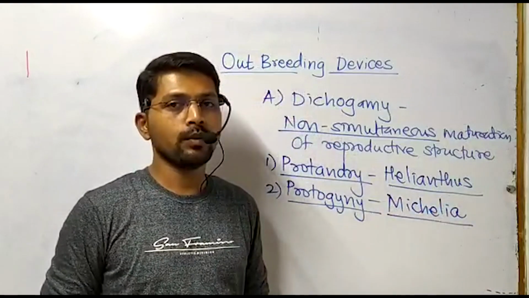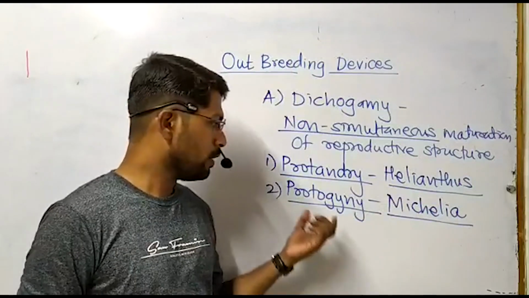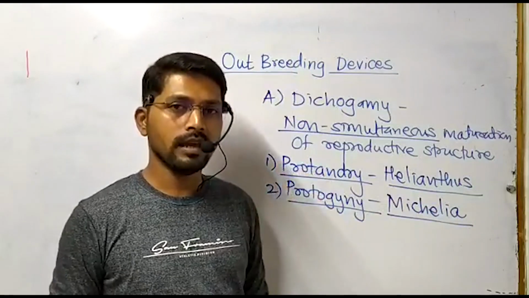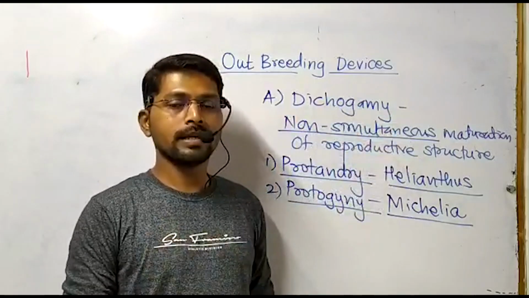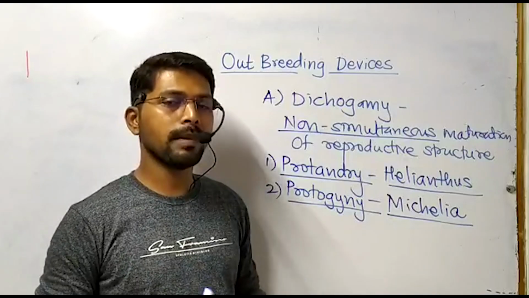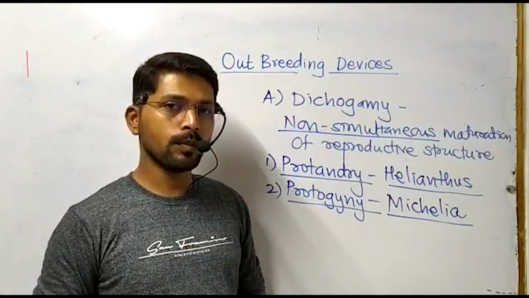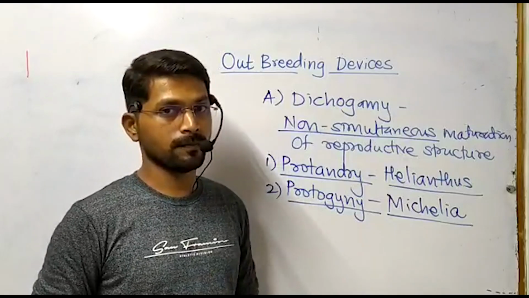This plant is commonly known as champaka. In our language it is called as chafa or son chafa. So these two, protandry and protogyny, are related with dichogamy, that is non-maturation of both the reproductive structures simultaneously. They mature one after the other, and thereby they prevent self-pollination and favor cross-pollination.